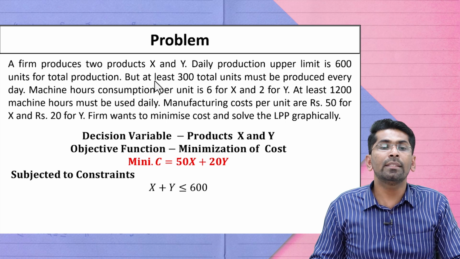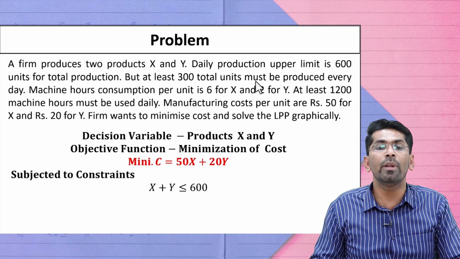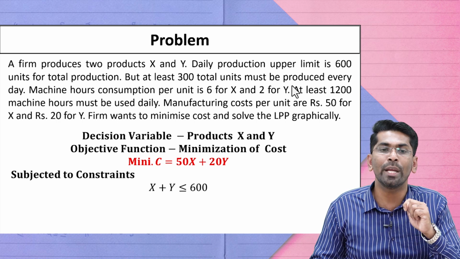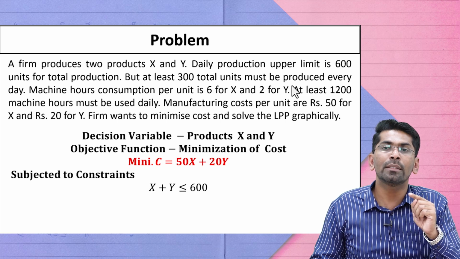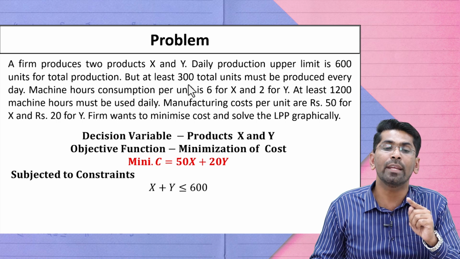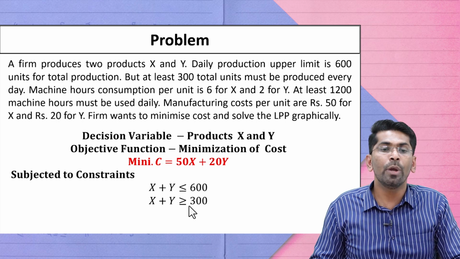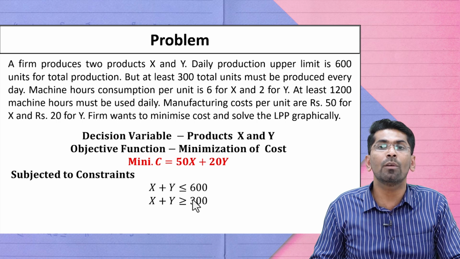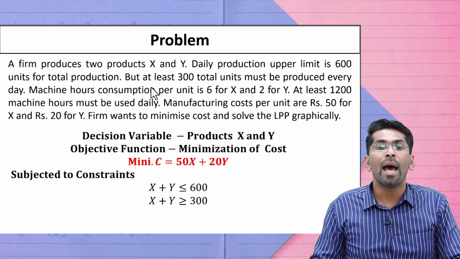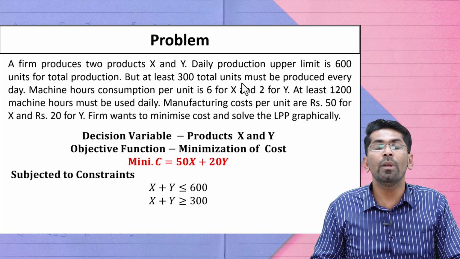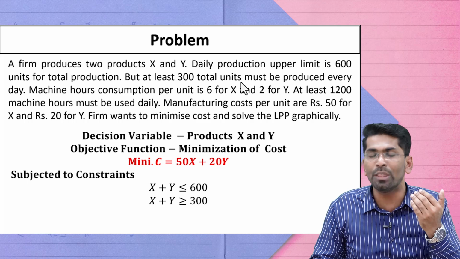Now there is another sentence: at least 300 total units must be produced every day. So this is also another constraint. That means the minimum of both commodities together should be at least 300. So here I am going to consider X plus Y greater than or equal to 300. Why is it greater than or equal to 300? Because at least 300 total units must be produced, not below that.